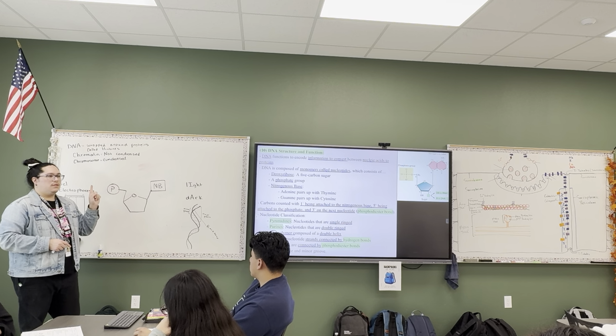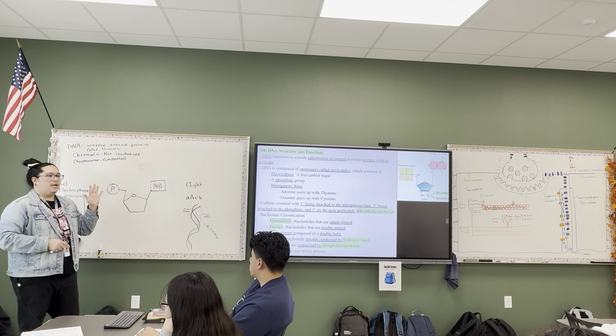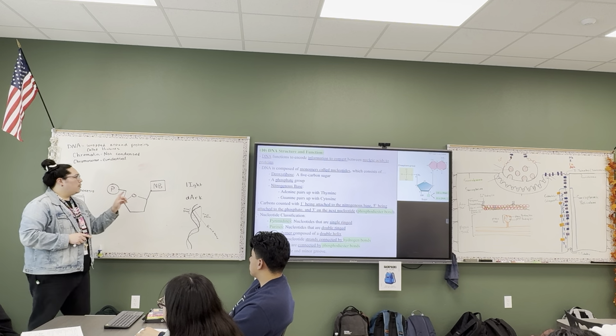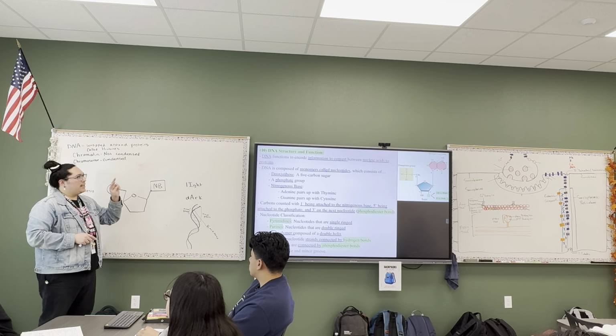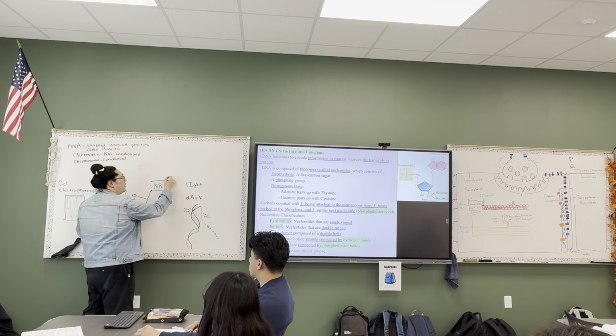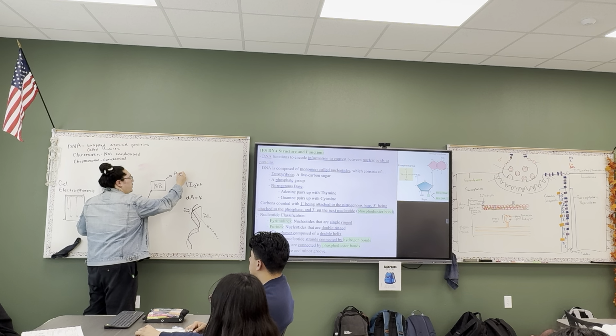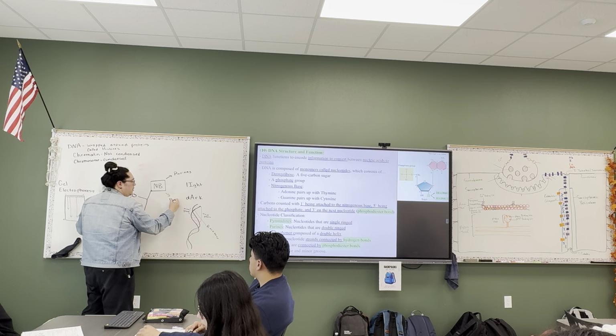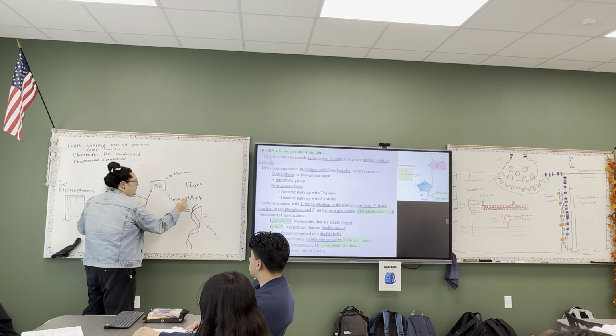Adenine is one. Thymine, guanine, cytosine, but since this is DNA, we ignore who? Uracil, because it's only found in RNA. So, if this is adenine, thymine, guanine, or cytosine, remember that they're also divided between something called purines and something called pyrimidines.